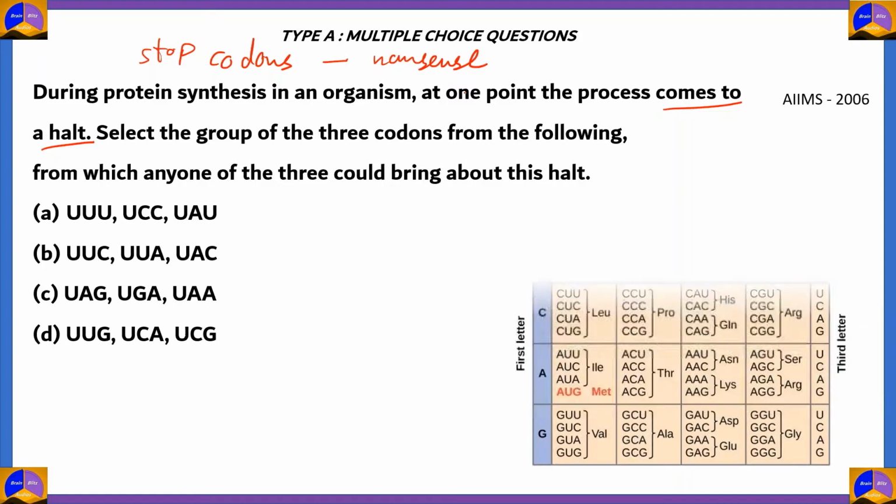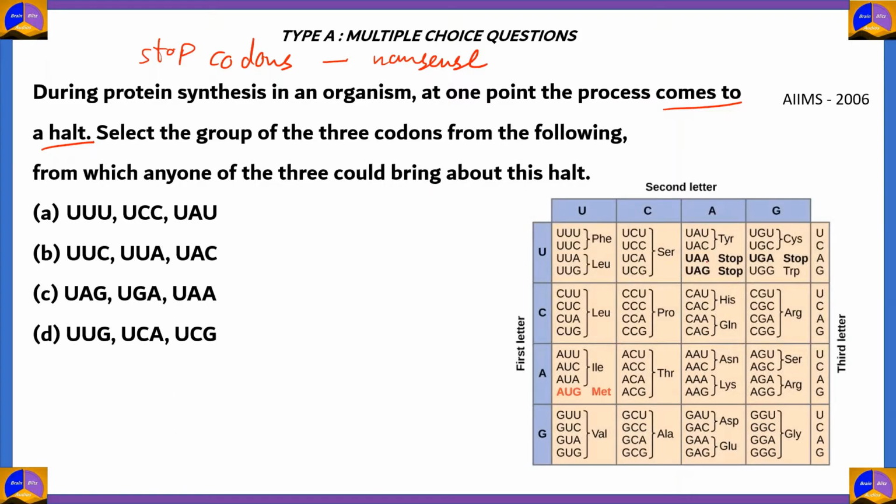Well, let's look at our table, shall we? You see that UAA, UAG, and UGA are given as the three stop codons. So there are only three stop codons out of 64, and they are UAA, UAG, and UGA. So option C is the right option.